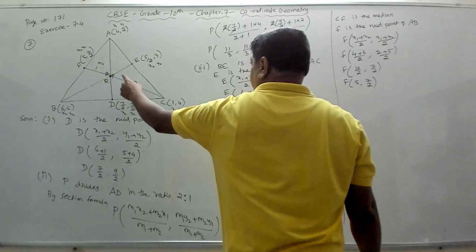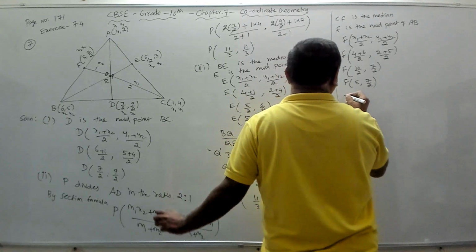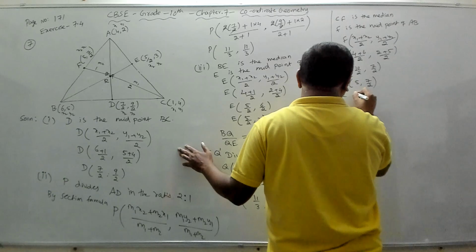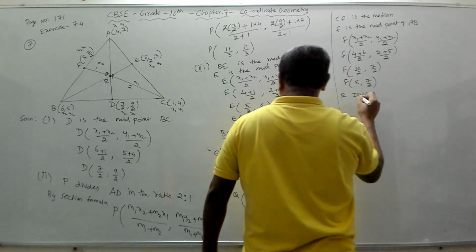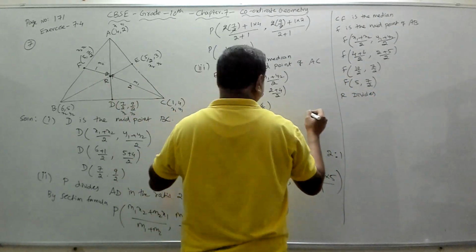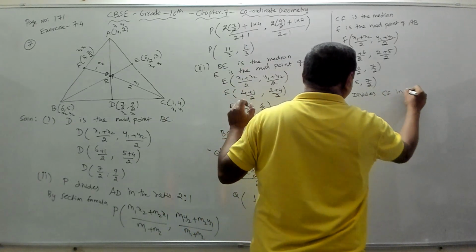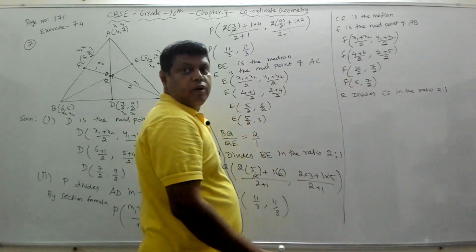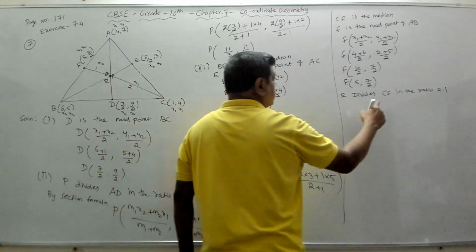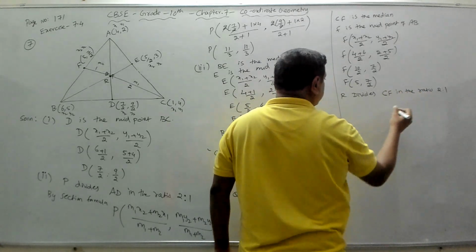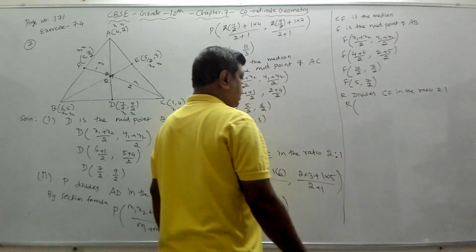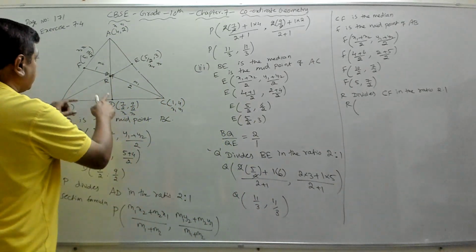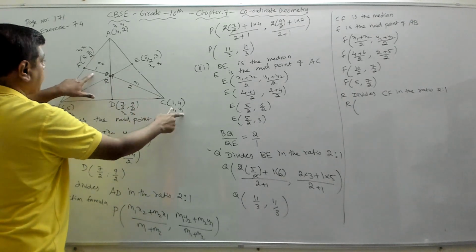Now what do we get here? R, this point is R now. R divides CF, the median CF, in the ratio 2:1. So R is given by, again we can use the section formula, which is M1 x2 plus M2 x1 by M1 plus M2. So here again this is M1, this is M2, x1, y1, x2, y2.